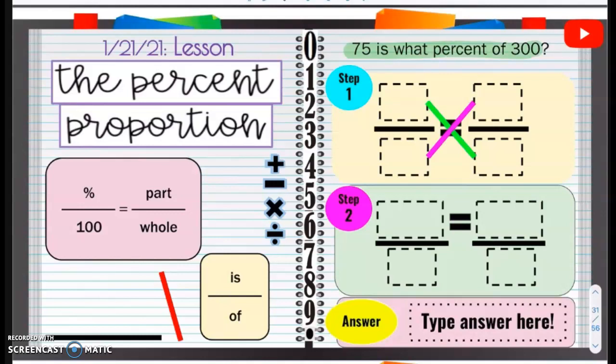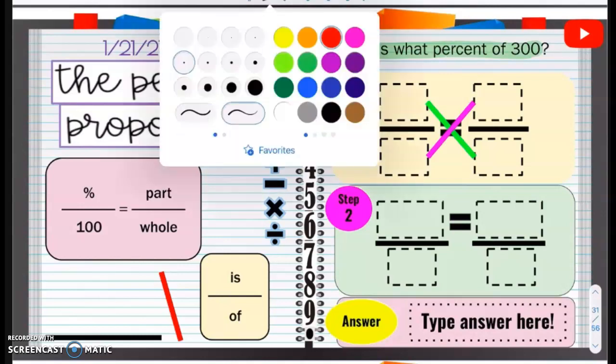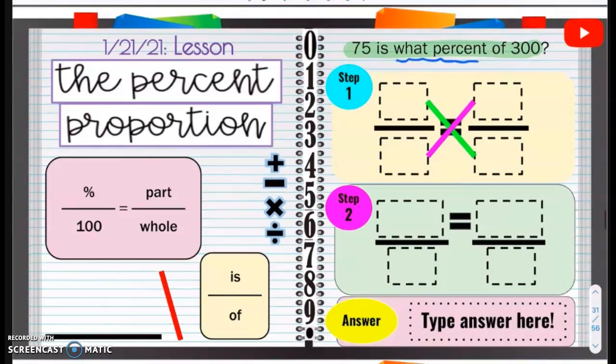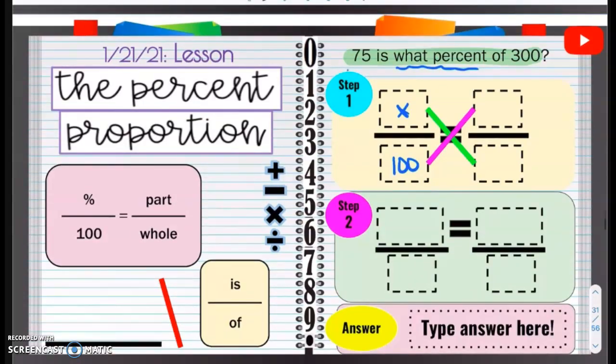So now this case is going to look a little bit different than what we've been doing. So we're going to have 75 is what percent? So we don't know what percent. So we're going to have that x over 100, because that 100 is going to be our percent. We don't know what percent. The only thing that we know is the 75 is, so I'm going to put that 75 over of 300. So 75, what is 75% of 300?